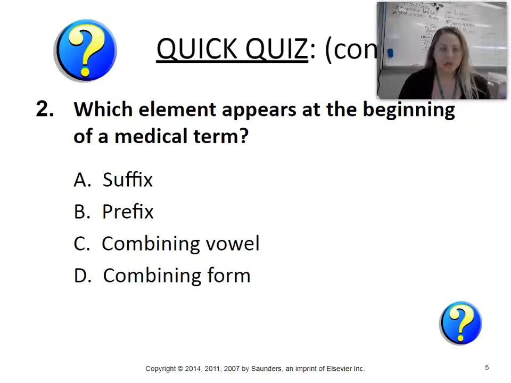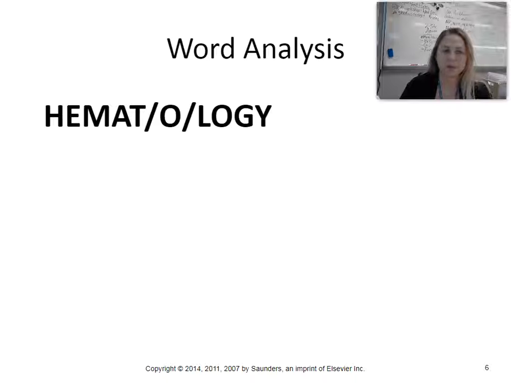So another one. Which element appears at the beginning of a medical term? Is that a suffix, a prefix, a combining vowel, or a combining form? I already gave the answer to this on the last one, but think about it for a second if you don't remember. All right, the suffix, prefix, combining vowel, combining form. So the answer is B, a prefix is the part of the word that comes at the beginning of a medical term.